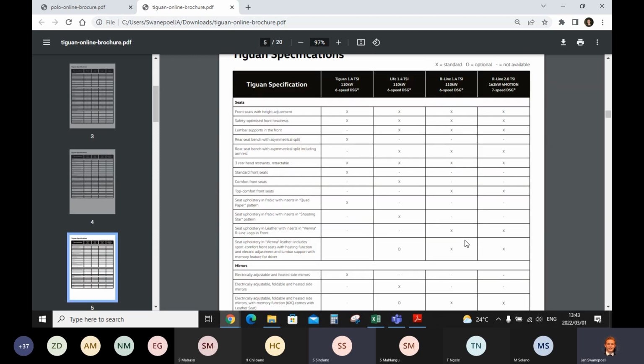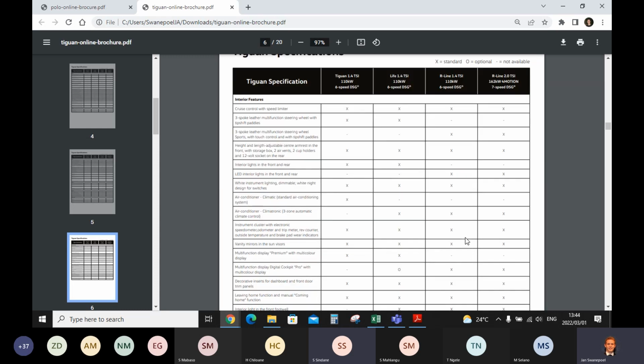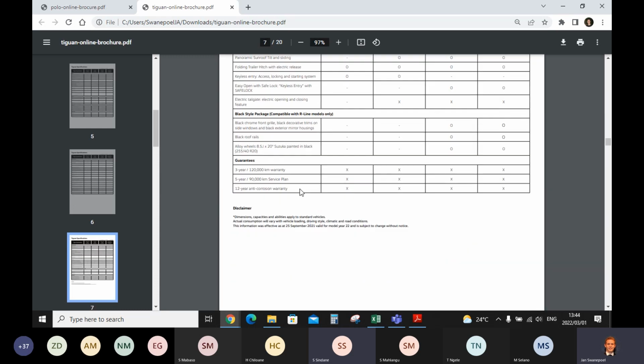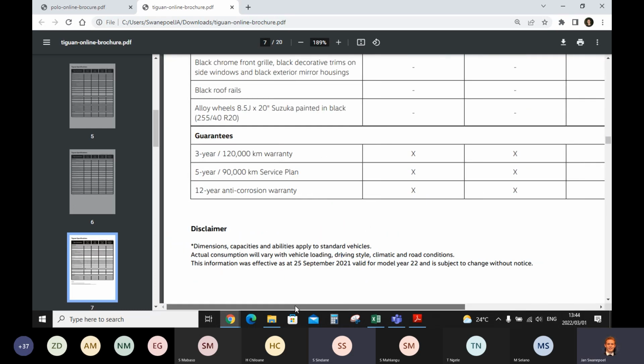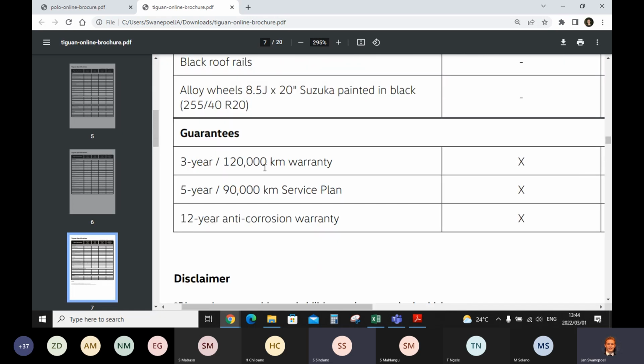And look how small this last item is that I spoke about now during utilization. So here they say this is for the Tiguan. Guarantees. They've got a 3-year warranty, 120,000 kilometers. So if something breaks within the first 3 years that you bought that product, they will replace it for you. And then a 5-year or 90,000 kilometers service plan, right? So for the first 5 years, for the first 90,000 kilometers, they will service that car for you.